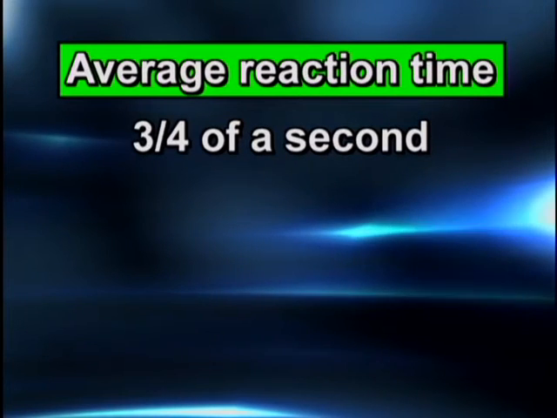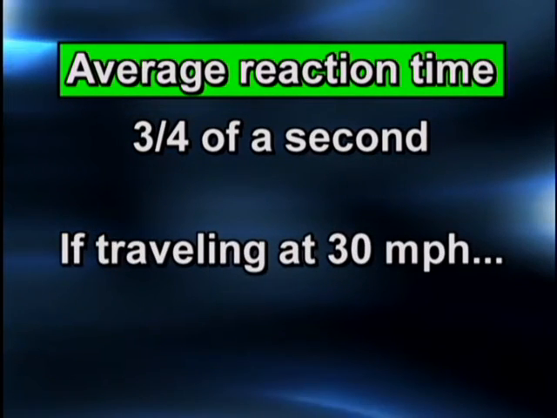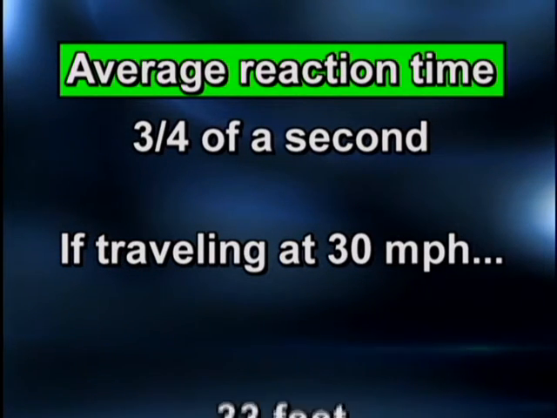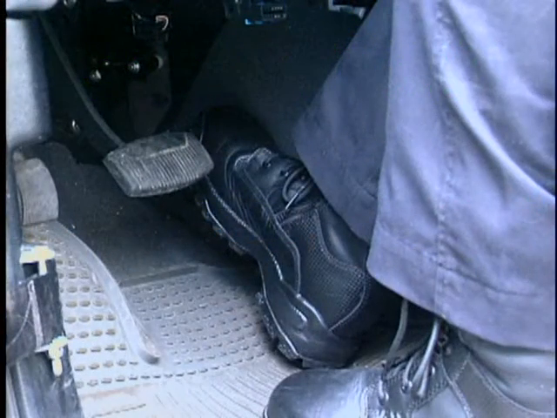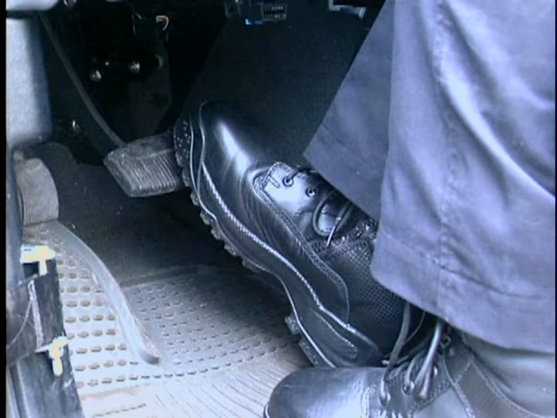Using 3/4 of a second as reaction time, if you are traveling at a relatively low speed of 30 miles per hour, your ambulance would travel 33 feet before you even hit the brakes. One technique to reduce your reaction time is to cover the brake. Not braking, but placing your foot over the brake. When you see a potential hazard, don't wait until it develops. Cover the brake to reduce your reaction distance.